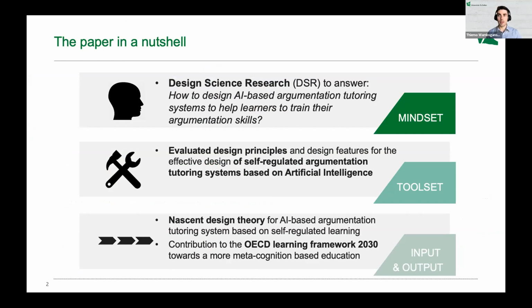Before I start, the paper in a nutshell: in our research, we conducted a design science research approach to answer the question of how to design AI-based argumentation tutoring systems to help learners to train their argumentation skills. In doing so, we evaluated several design principles and design features for the effective design of self-regulated argumentation tutoring systems based on recent advances of artificial intelligence and machine learning. At the end, we derive a nascent design theory for the design of such systems, and we hope to contribute to the OECD Learning Framework 2030 towards a more metacognitive skill-based education.